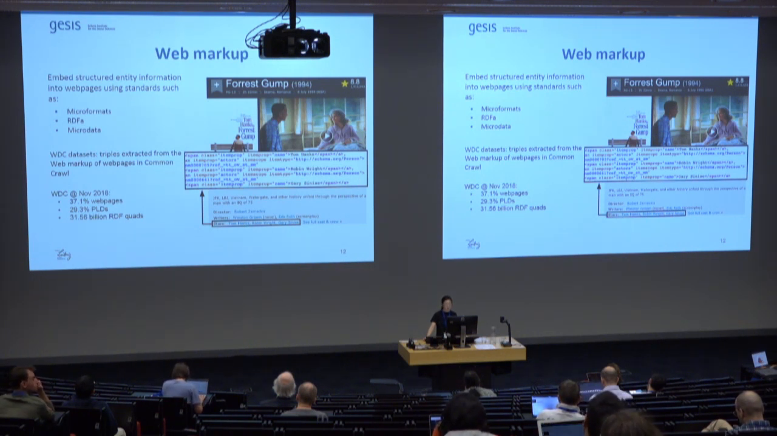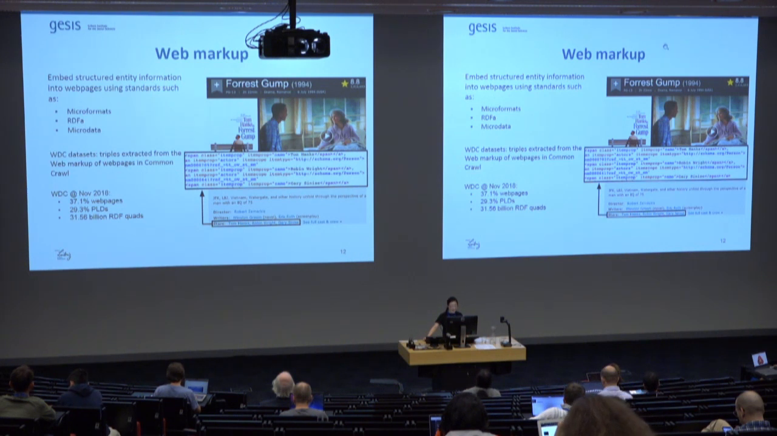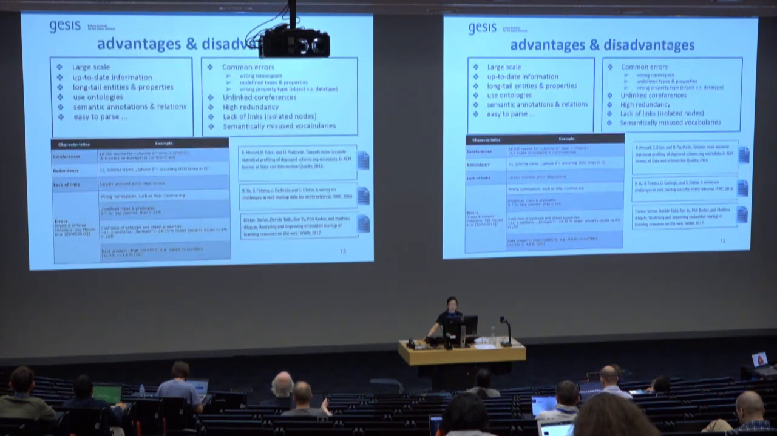So the Web Data Commons dataset is a dataset extracted from the web markup of web pages in the Common Crawl. For the Web Data Commons dataset extracted from the November 2018 version of Common Crawl, they found that more than 37% of web pages have this kind of web markup, which covers more than 29% of pay-level domains and constitutes more than 31 billion RDF quads. So this dataset is of very large scale.